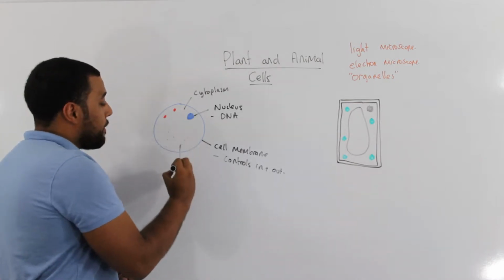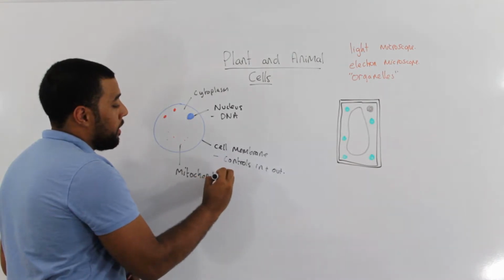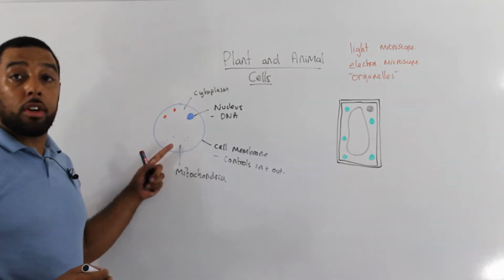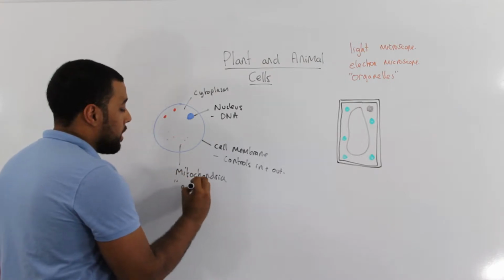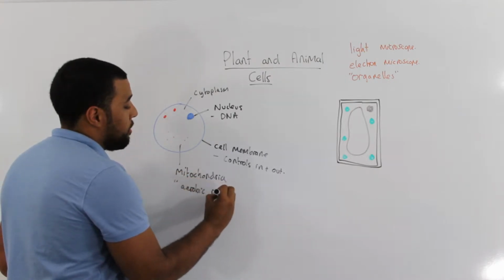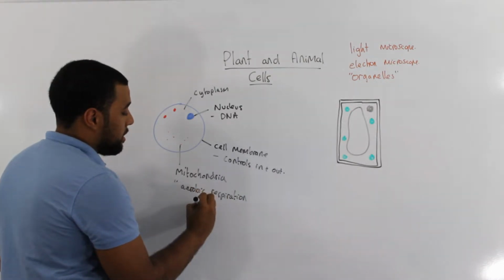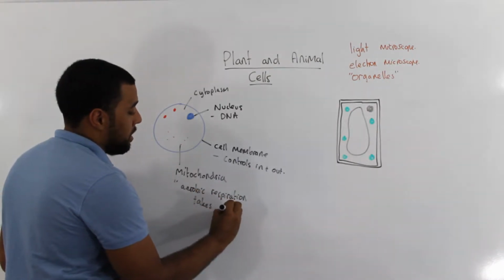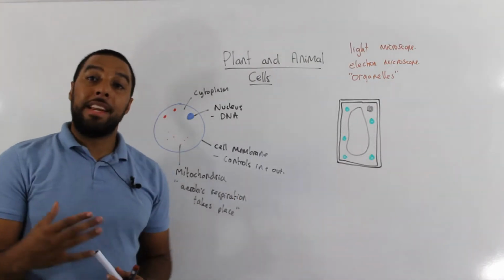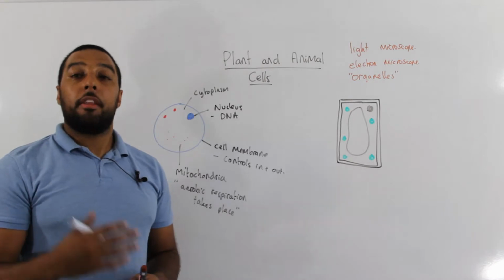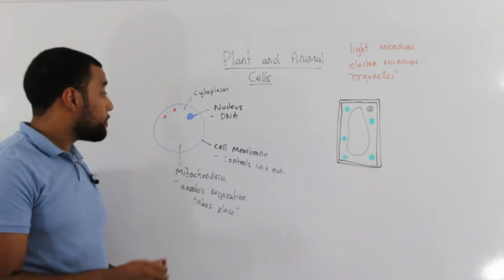Now, we also have mitochondria. And mitochondria are these organelles here where aerobic respiration takes place. We need aerobic respiration to release energy from glucose, and that energy enables us to move or contract our muscles.